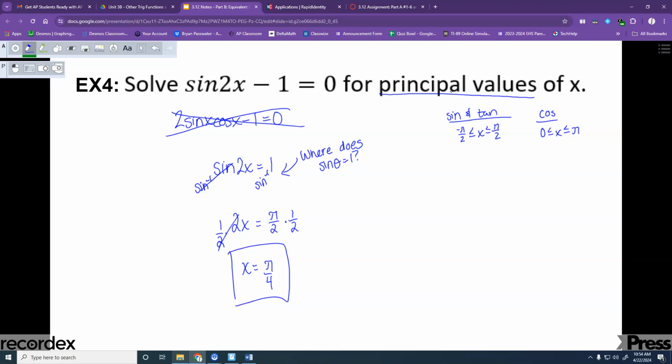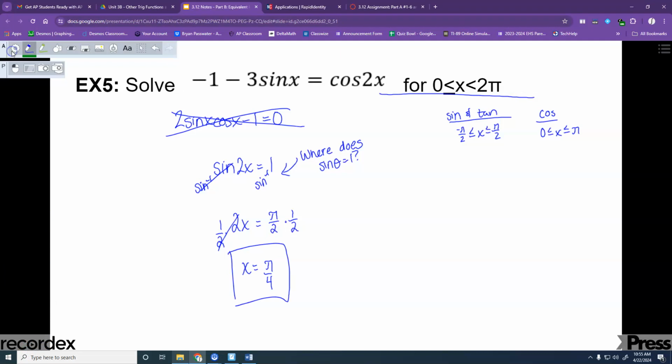So sometimes you might see something that we could use an identity for, but it actually doesn't help us to use the identity. However, I think my next one we do need to use our identity for.